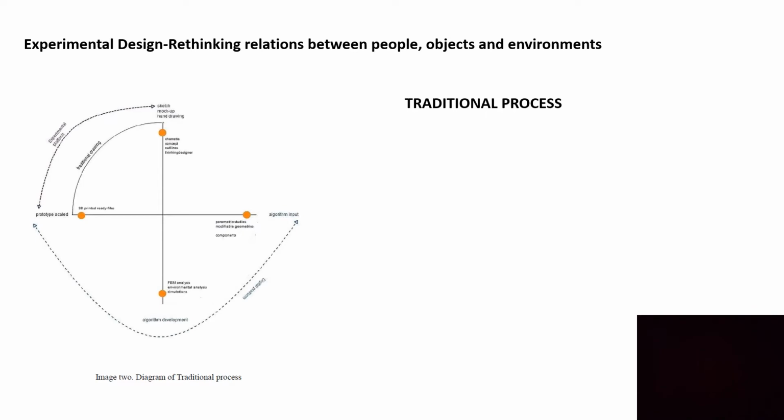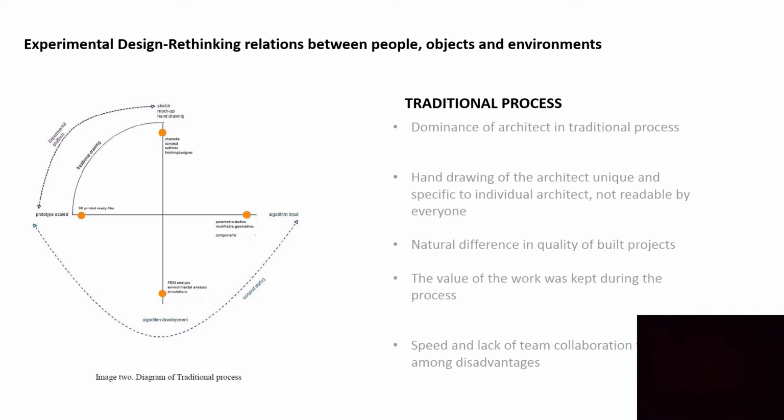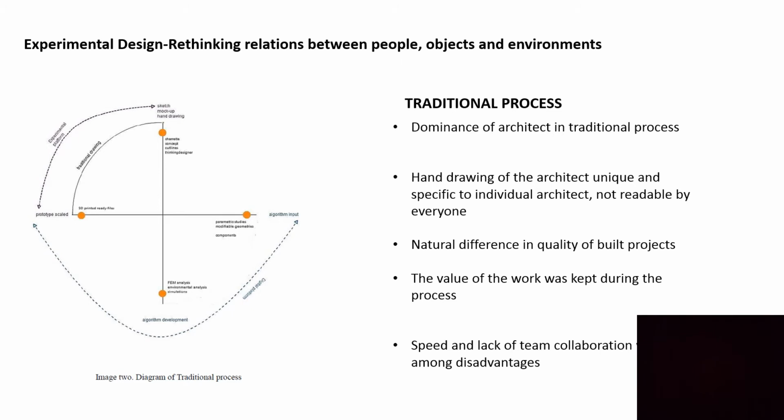Now to explain the traditional process. The diagram shows the points which are included in the traditional process. The architect is a dominant figure in the traditional design process. The hand drawings and sketches by the architect are unique and specific to individual architects. They are not readable by everybody, which is a positive point for the architect. It results in natural differences in qualities of the built projects.